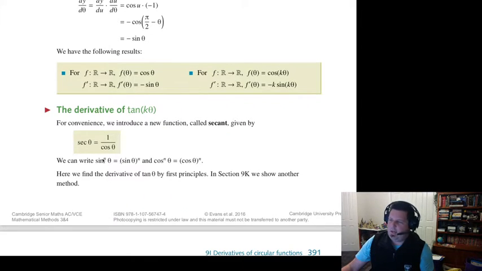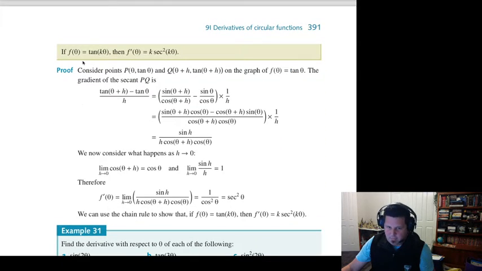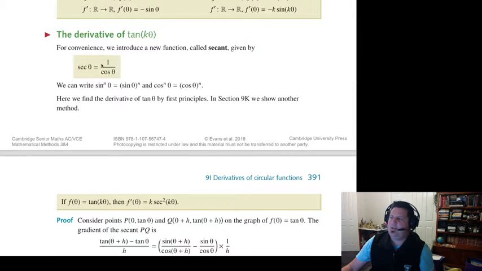Now, given that we know the definition of sec theta is equal to 1 over cosine theta, when you are calculating the derivative of tan k theta, it turns out the k comes out the front and it becomes sec squared k theta. So you just need to know this fact here, and just remember what sec is as well. So remember, sec theta is the same as 1 over cosine theta.